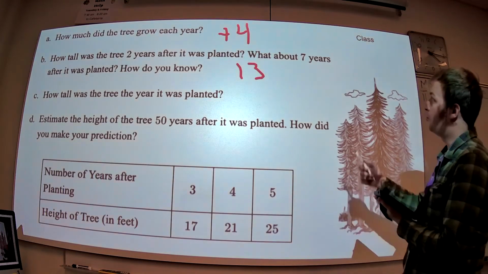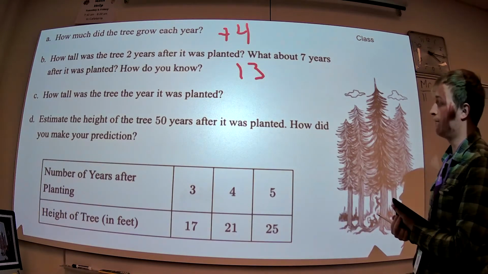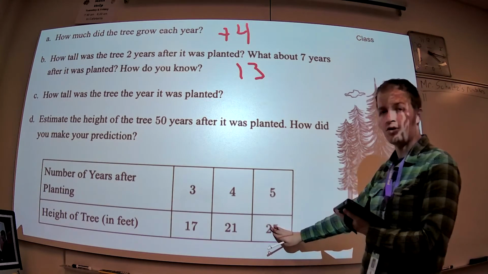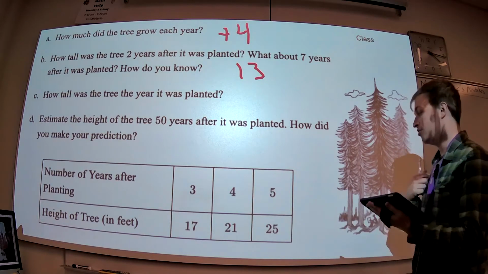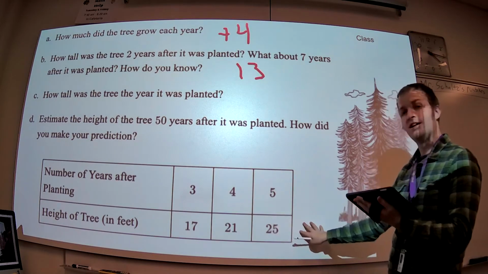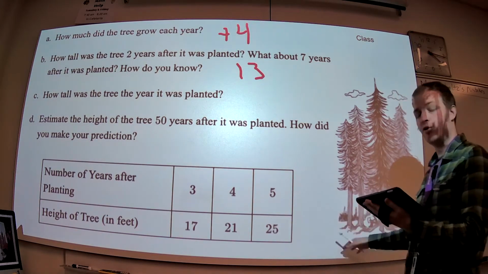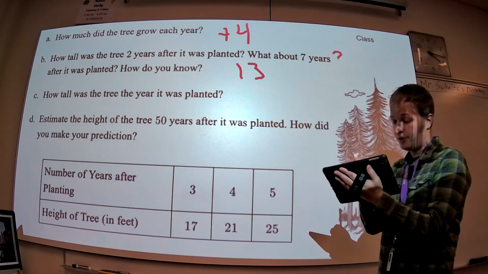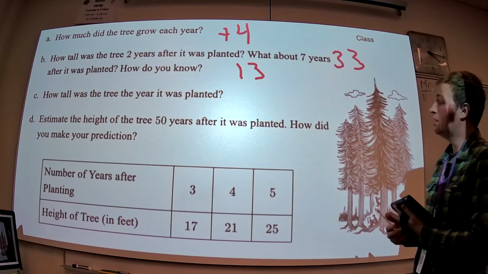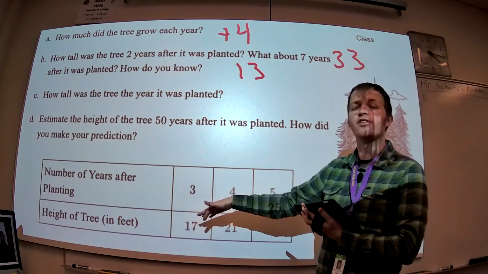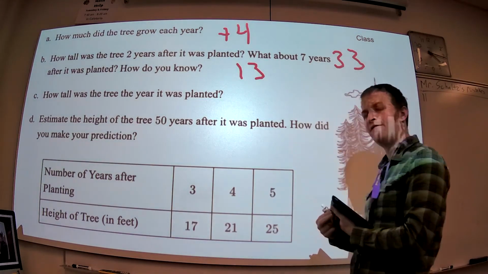The next question says, what about 7 years after it's planted? Well, this is only 5 years, so I'm just going to do the same thing. I'm going to add on 4 to get to 6 years and add on 4 to get to 7 years. So if I add on 4, then I should be at 29. If I add on 4, then I should be at 33 feet. And then it just says, how do you know? Well, I'm just adding and subtracting 4 because it seems like it's constantly growing by 4 feet.